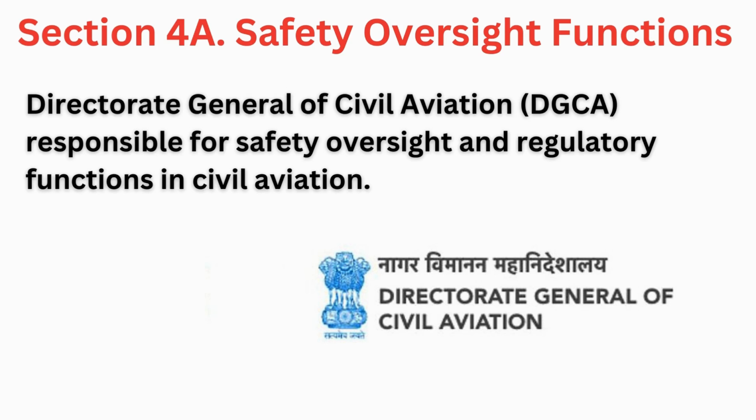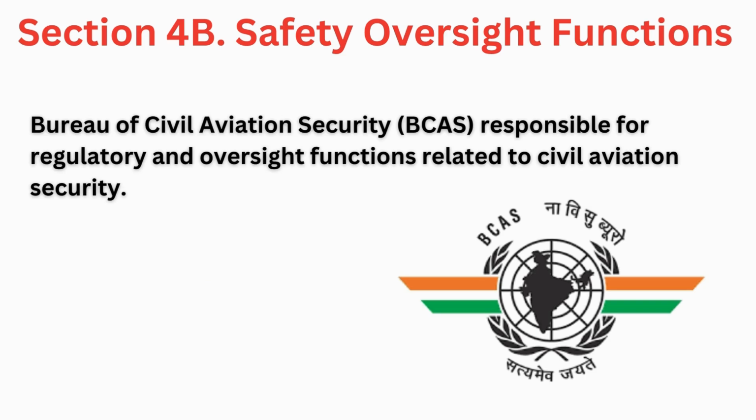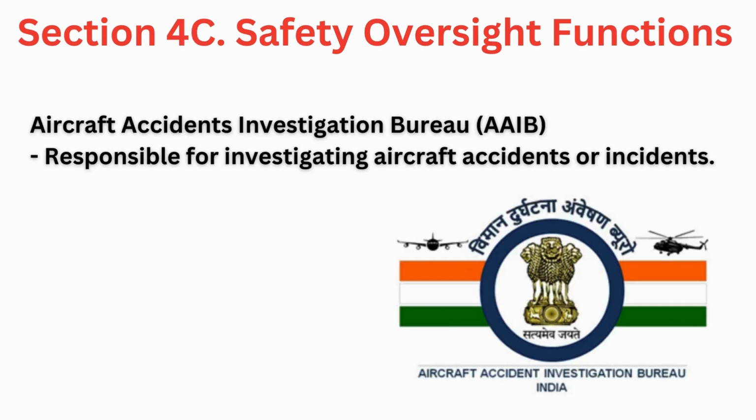Section 4A, Directorate General of Civil Aviation, DGCA. Central government establishes the DGCA responsible for safety oversight and regulatory functions in civil aviation. Section 4B, Bureau of Civil Aviation Security. Central government establishes a body responsible for regulatory and oversight functions related to civil aviation security. Section 4C, Aircraft Accidents Investigation Bureau. Central government establishes a body responsible for investigating aircraft accidents or incidents.